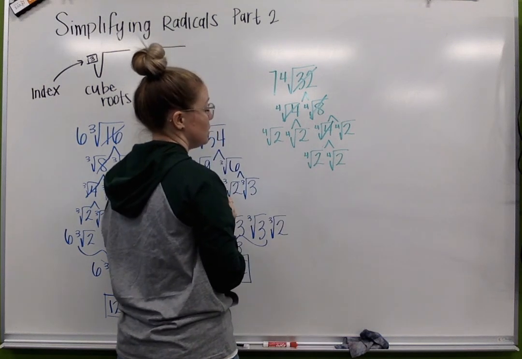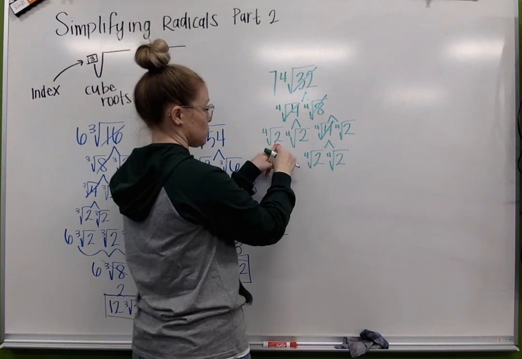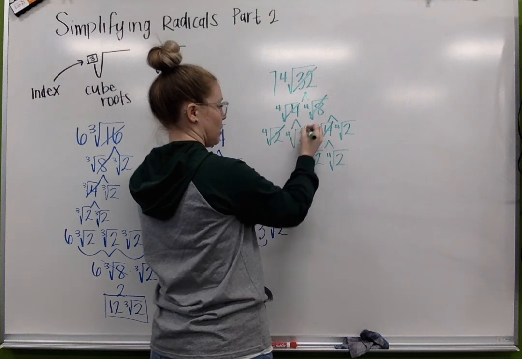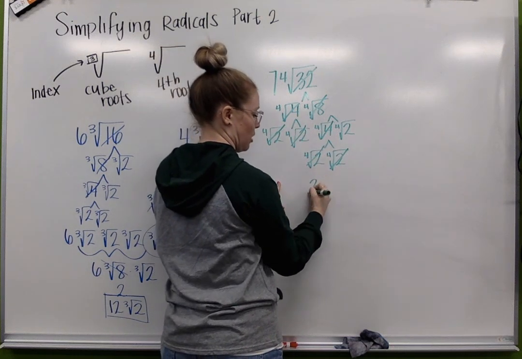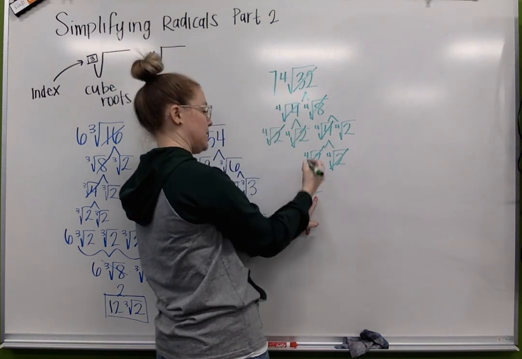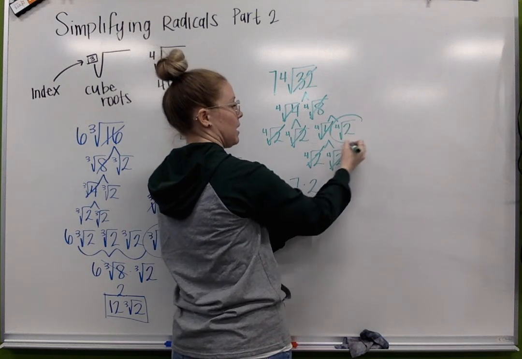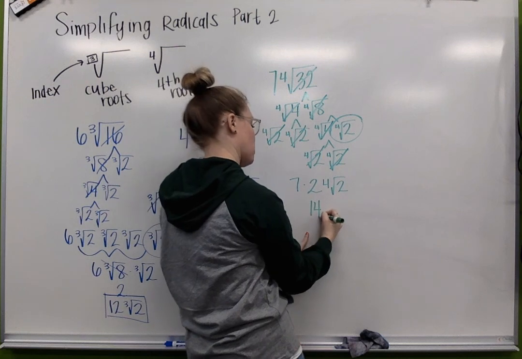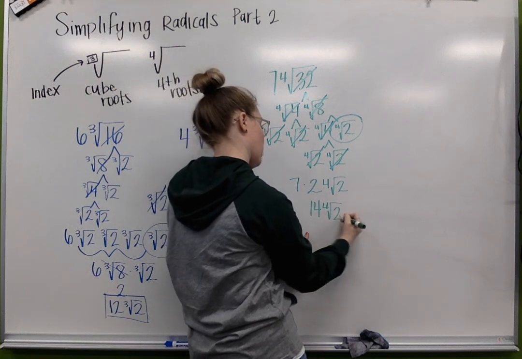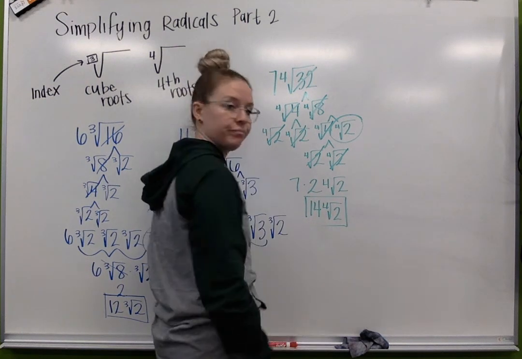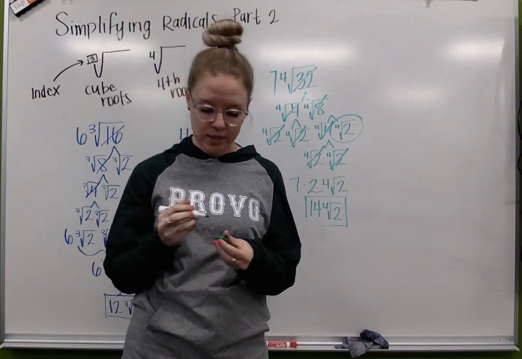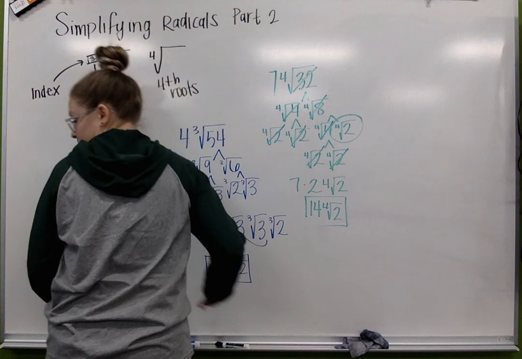All right. So I'm looking for a group of 4. Here's 1, 2, 3, 4 2's. So I'm going to go ahead and cancel those 4 2's and call it 2 times 7. And I'm left with one fourth root 2. So there's 14 fourth root 2. Cool. Okay, I think we got time for one more, so let's go ahead and take a look.